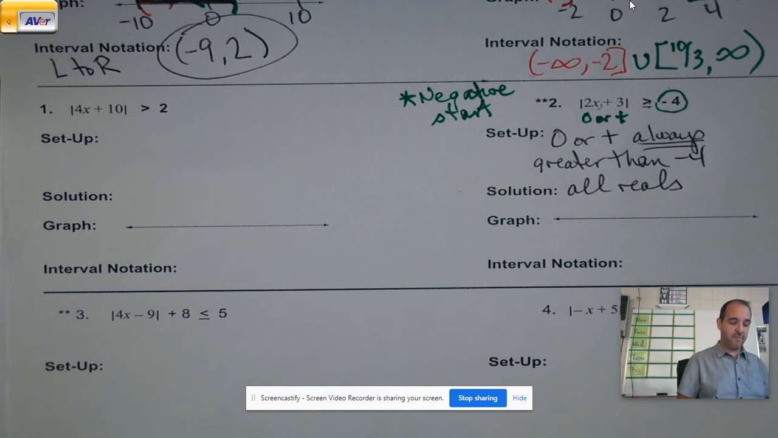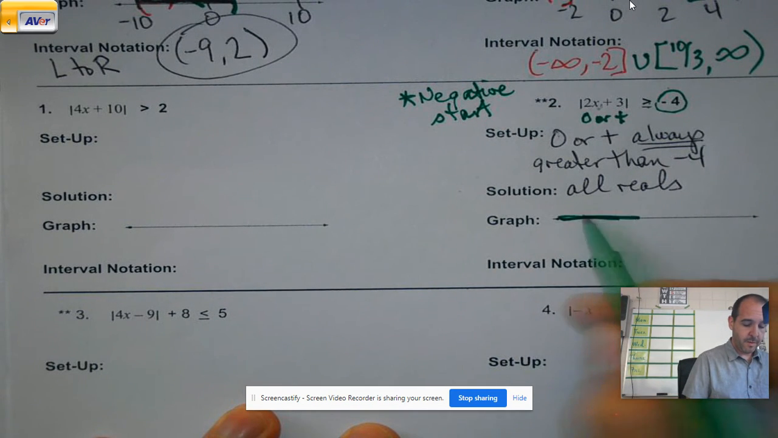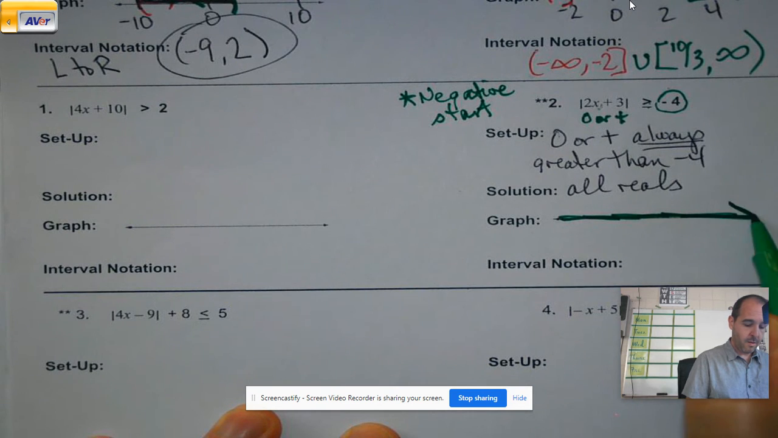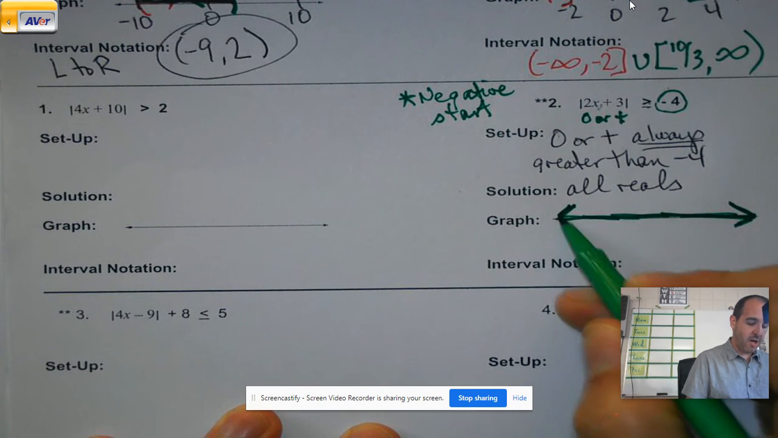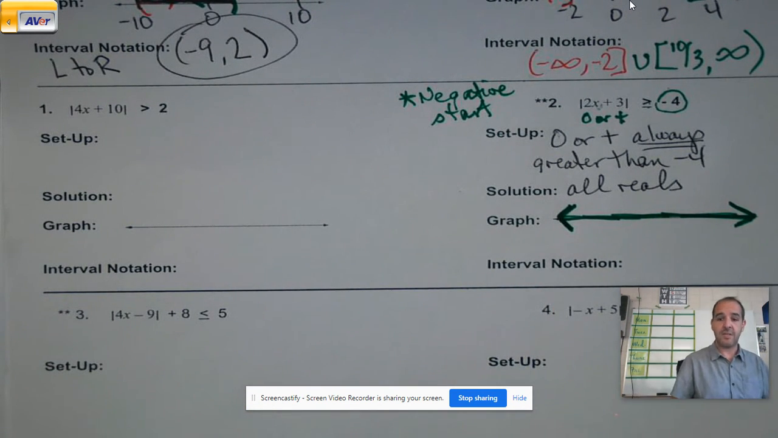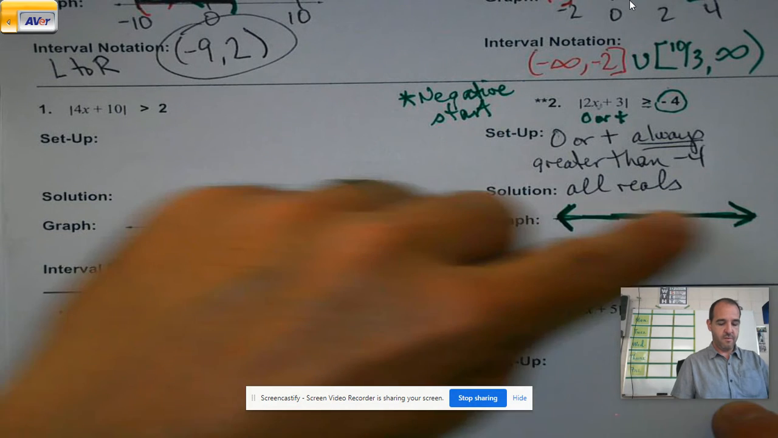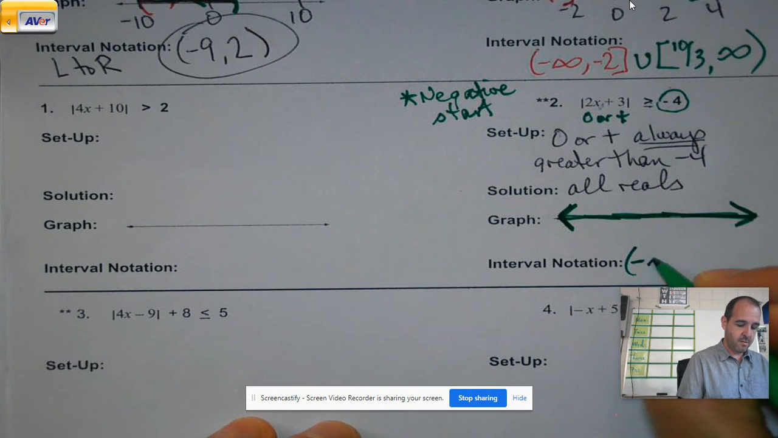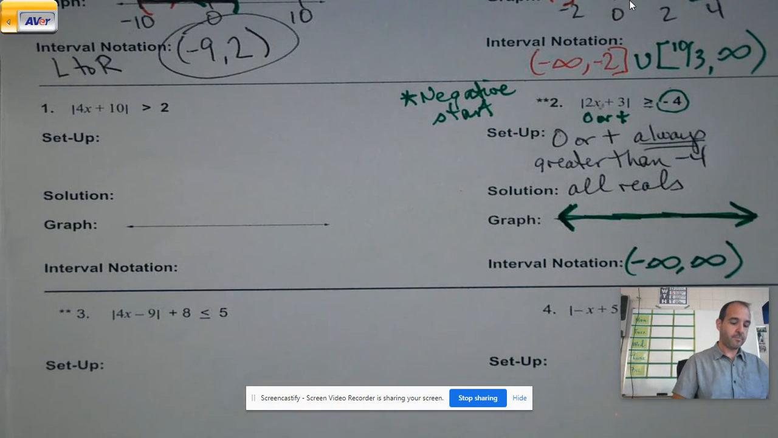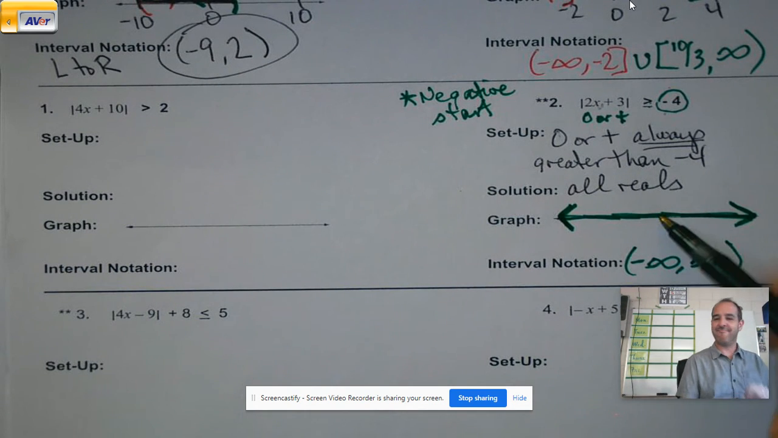So what does that mean for my graph and all these other things? It makes them really easy, actually. If the graph is all the answers, the whole line is my answer. Okay? How do I do that in interval notation? Well, forever left, forever right. Okay? So you're like, okay, so anytime I see a negative, it's just this.